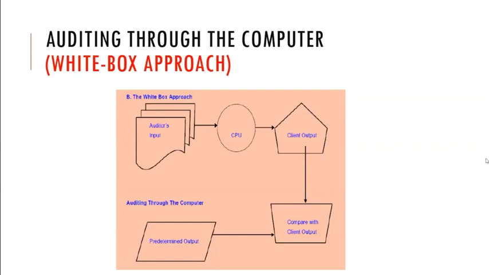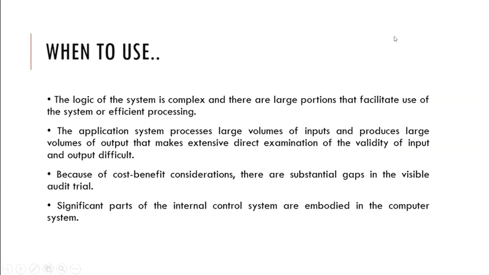So when to use this? Mura siya exact opposite lang sa black box. We can use this if the system is complex. So kung black box, we can use it if the system is simple. Kung white box, if the system is complex. If the application system produces large volumes of inputs and produces large volumes of output because of cost-benefit considerations and significant parts.